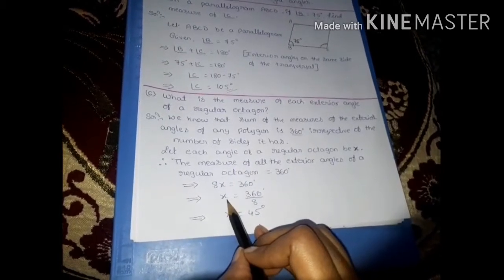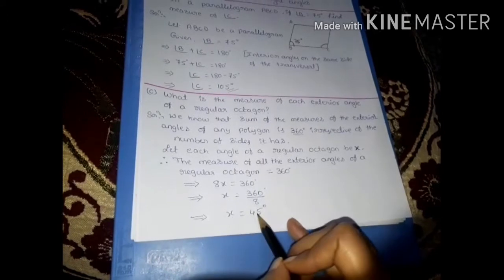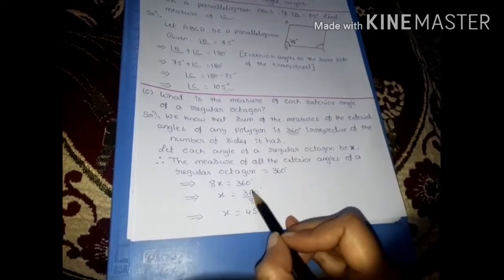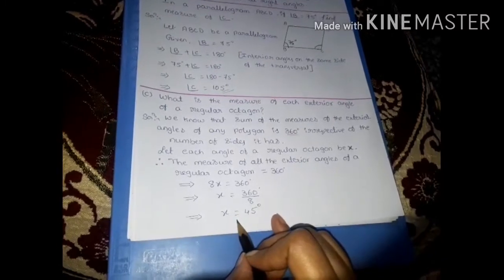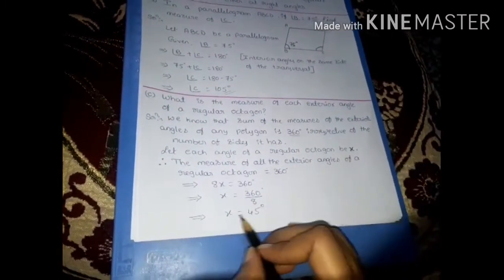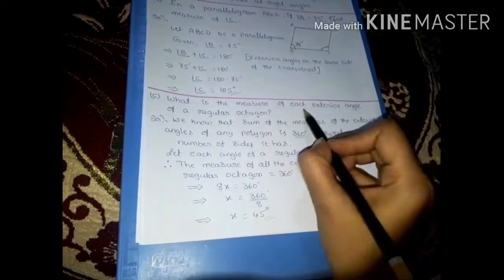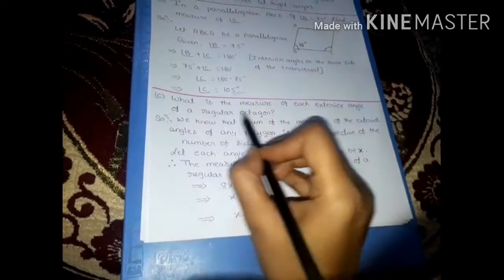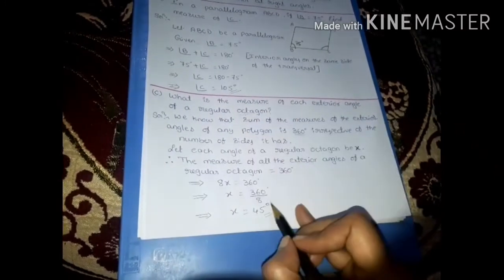x value you need: x equals 360 divided by 8. x equals 45. What did we consider x here? Each angle of a regular octagon. So how much did we get? 45 degrees. Here also they asked to find the measure of each exterior angle in a regular octagon. We got each exterior angle in a regular octagon as 45 degrees.